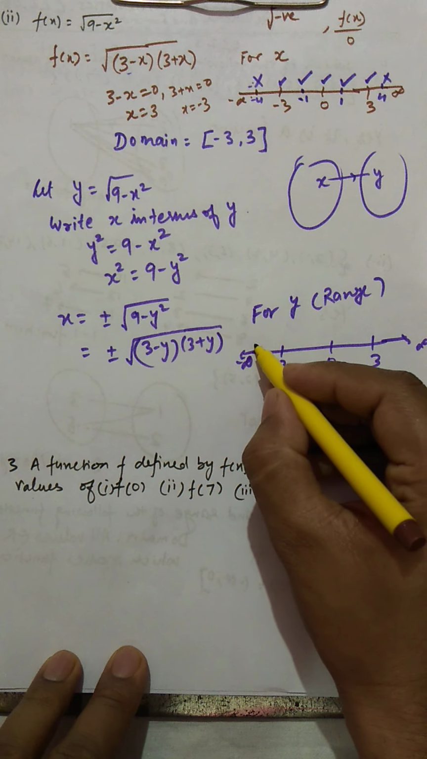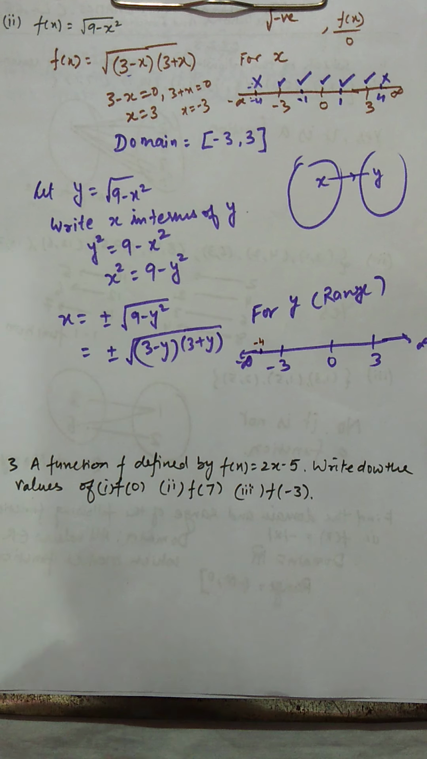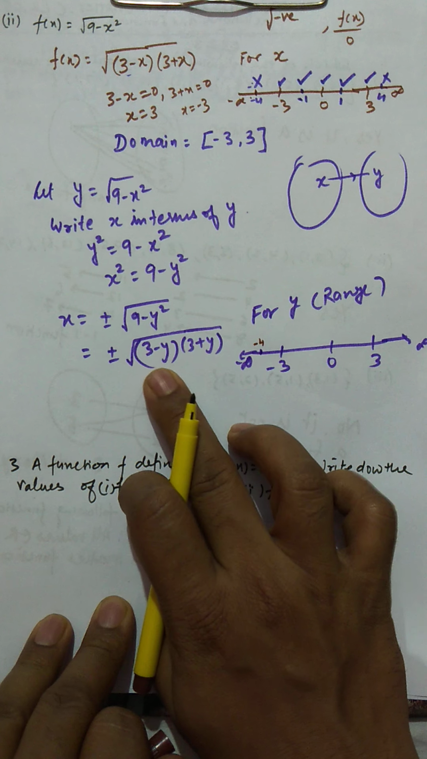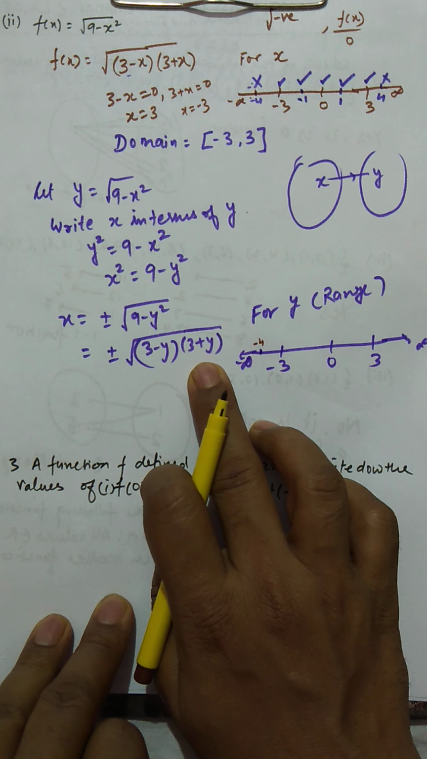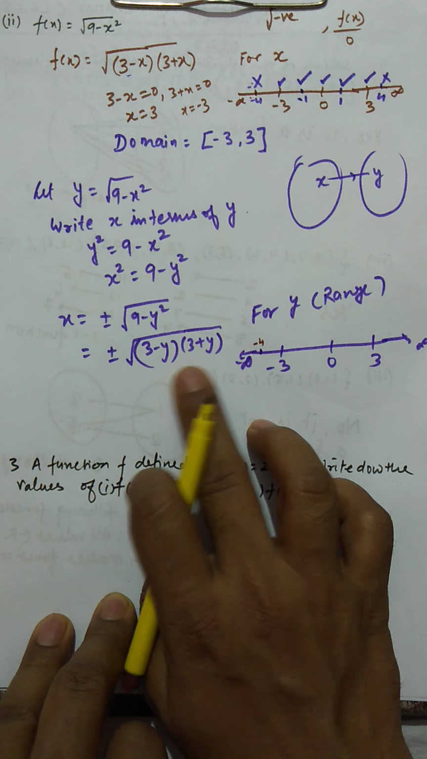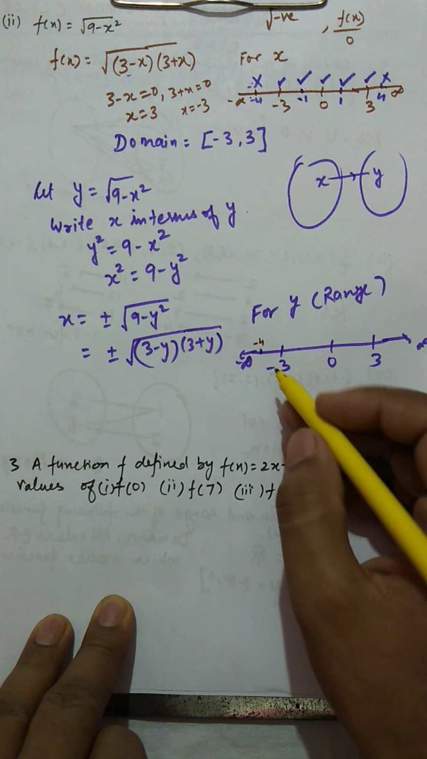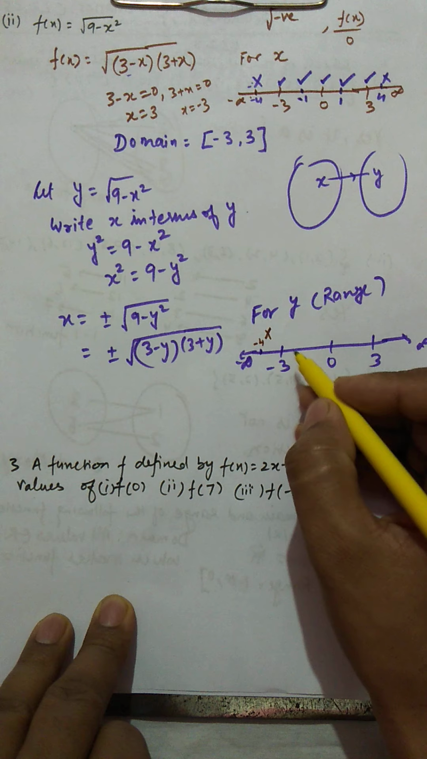I'm using a different color. This is -4 I'm taking. So if I put y equal to -4 here, this y, this +7, and this becomes minus. So it means what? That under your square root, you are getting some negative number. So it means you have to reject this interval.